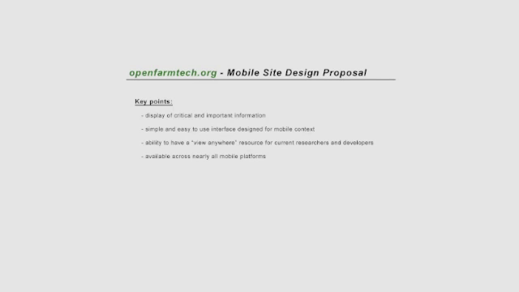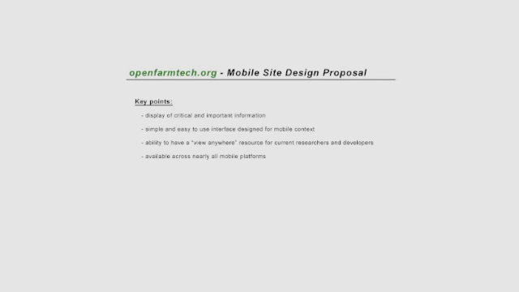The second key point is a simple and easy to use interface designed for mobile context. Again, button layout has to be very easy to use, easy to see. The general flow of the application needs to be simple and easy to use.